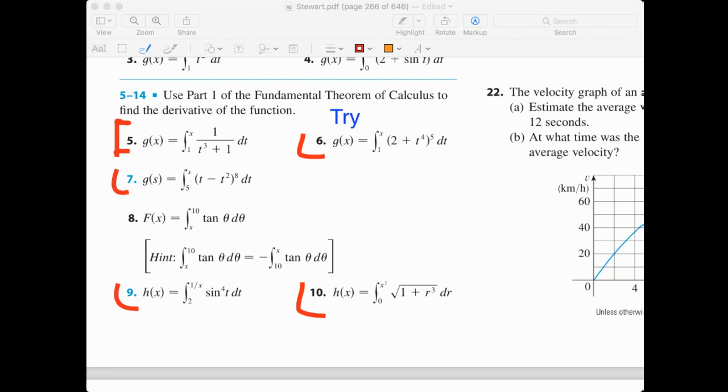Okay, if anyone would like to show, type the number in the chat. If you have any questions, ask.